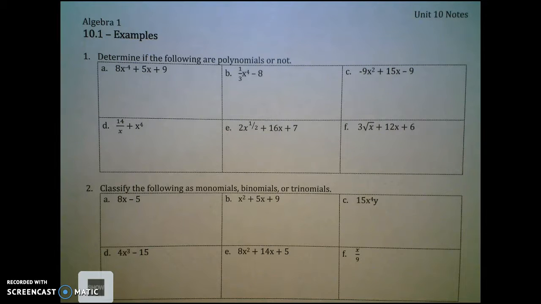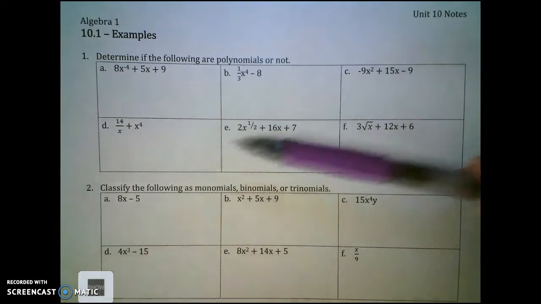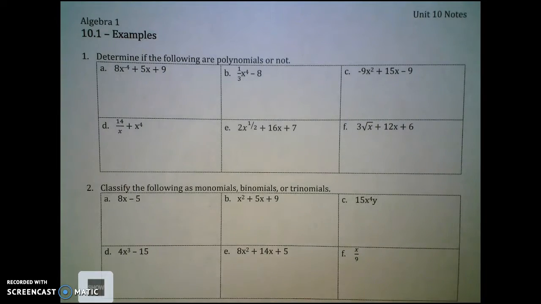So the key to determining if something is a polynomial is to look at its exponents and see if they are all whole numbers. That means anything with an exponent that's negative is not a polynomial. Anything with an exponent that is a fraction is not a polynomial. Anything with a variable that has a negative exponent, or a variable in the denominator, would also not be a polynomial.